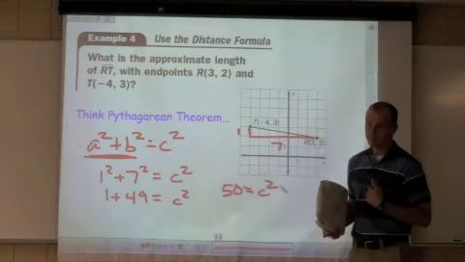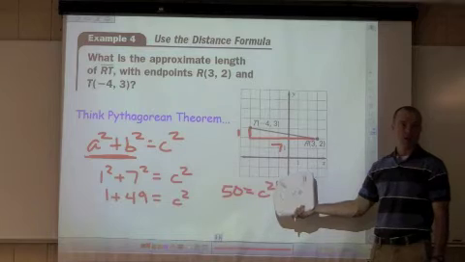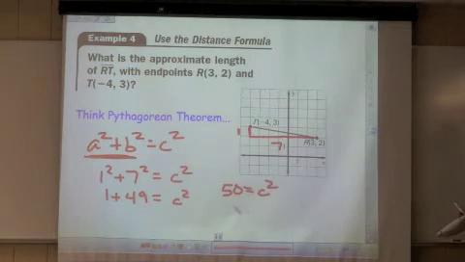What's the mistake I made? I divided by 2. How do you undo square? You square root.